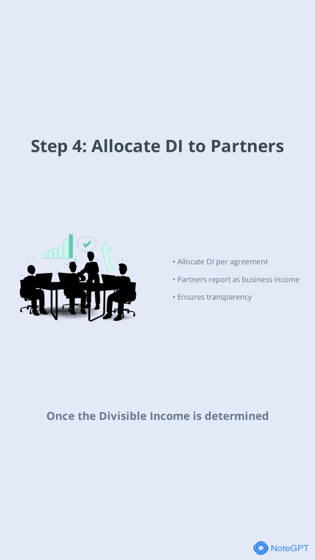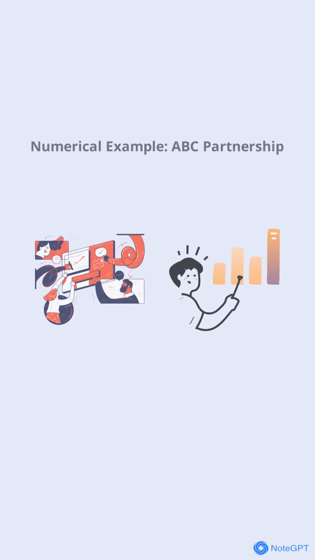Once the divisible income is determined, it's time to allocate it among the partners. This is done according to the profit-sharing ratio stated in the partnership agreement. Each partner's share of DI is then reported as business income in their personal tax return. This step is crucial for both transparency and compliance, ensuring that each partner receives their fair share and reports it correctly for tax purposes.